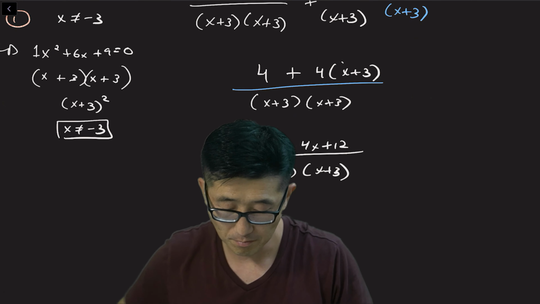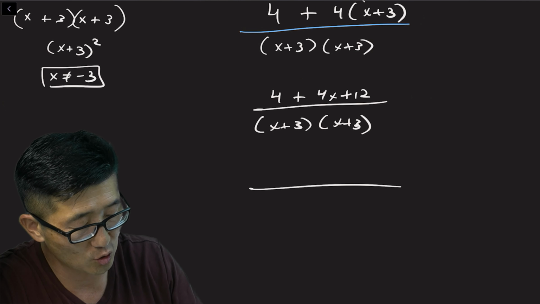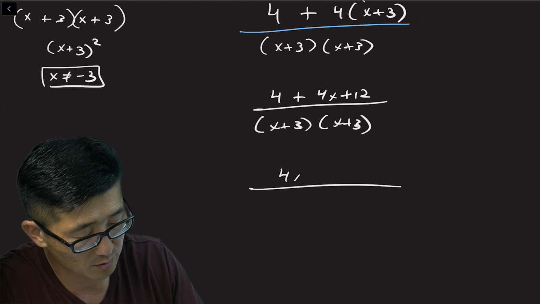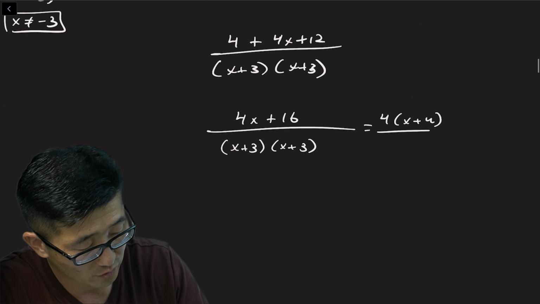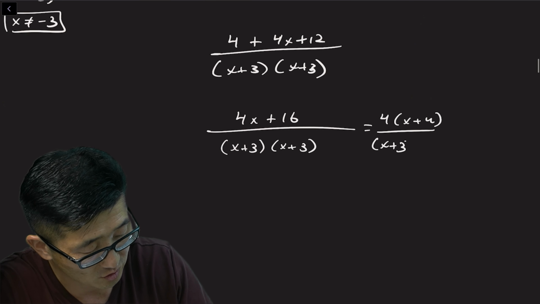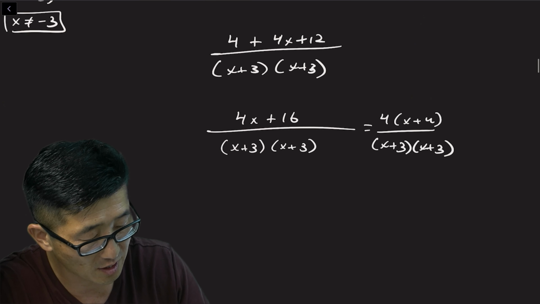Again, just simplify the numerator. 4 plus 12 is 16, so 4x plus 16 over x plus 3. And again, the question is, can I do something with the top? Well, 4 times x plus 4 is your factored form, and x plus 3, there's nothing in common, so we should just leave it like that and include the excluded value. X cannot equal what? -3.